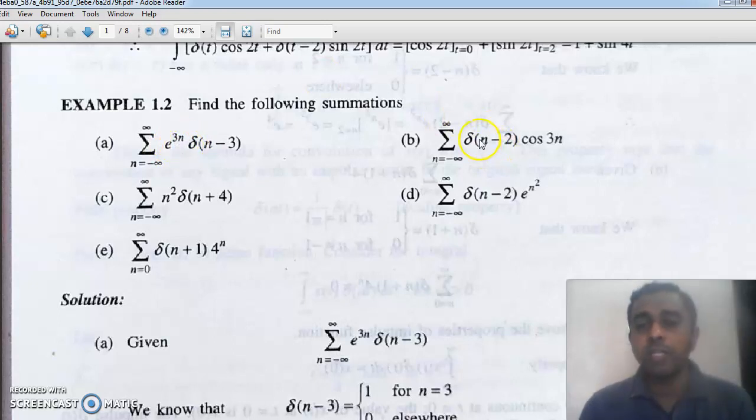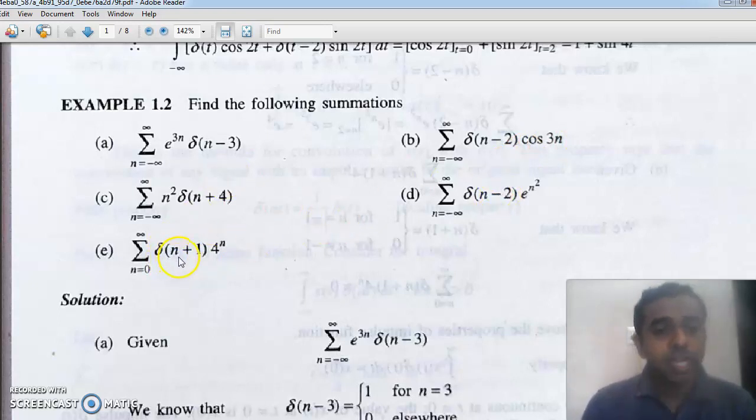And here the whole summation has only one value, that is at n is equal to 2. What is the value of this one at n is equal to 2? 1. So what is the whole summation? The whole summation is cos of 3 into 2, that is cos 6. Likewise we can solve these ones.